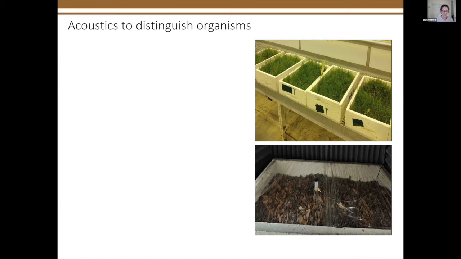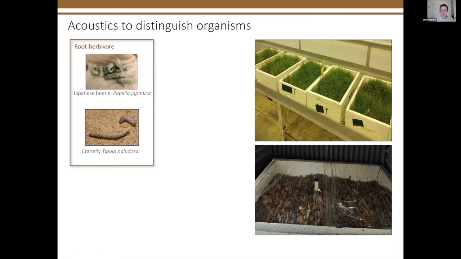To do this, we had set up these turf grass and soil mesocosms in the greenhouse, and you can see pictures of those on the right there. And into these soil mesocosms, we added animals of different ecological functions. So first up, we added two root herbivores, the larvae of these two species, which feed on the roots. Both of these are invasive. The crane fly is actually a relatively recent invader into this area, I think within the last 20 years. But both of these cause extensive turf grass damage.